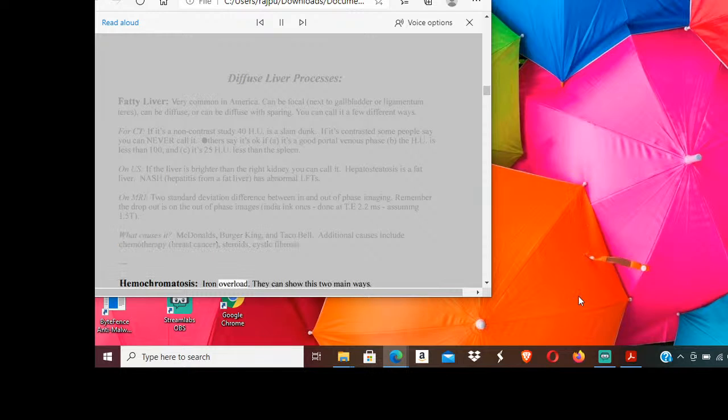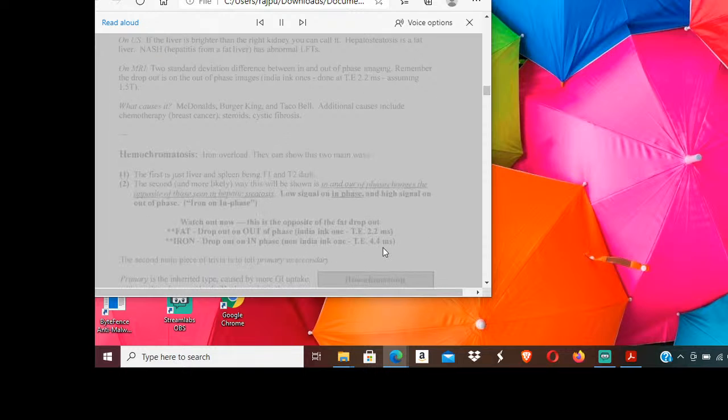hemochromatosis, iron overload. They can show this 2 main ways. 1. The first is just liver and spleen being T1 and T2 dark. 2. The second, and more likely, way this will be shown is in and out of phase changes, the opposite of those seen in hepatic steatosis. Low signal on in phase, and high signal on out of phase.